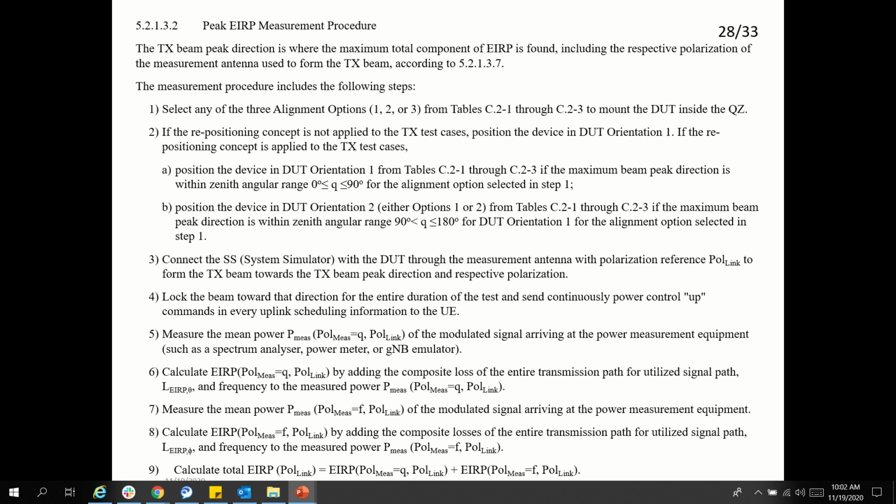So these are some of the measurement technique procedures mentioned in the spec 810. If you find time, you can read that one. First step is to select the 3 alignment options. 1, 2, 3 we have seen, right? For example, device mounted along the x-axis, y-axis, or z-axis. That diagram we have already shown, so you can mount on that. Then reposition, TX test cases, RX test cases, whichever test case you are going to test, you have to ensure that. Then you can see here theta you are rotating this much and phi you are rotating this much. So you have to rotate like that and then see which option you are going to opt for.